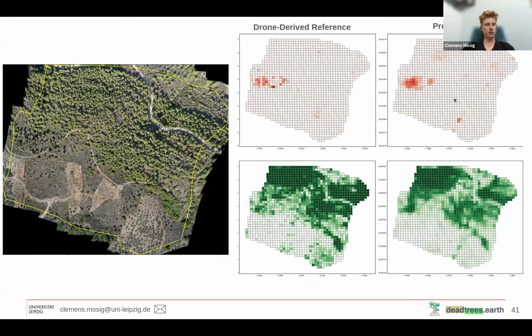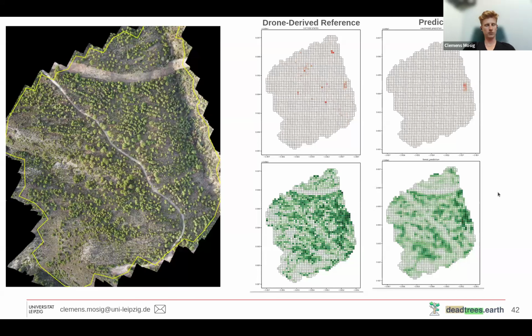Here's another example from southern Spain, where this gradient of open canopy forest is mapped really nicely. And also the forest road has been detected, and this open canopy forest here at the top. Yeah, more and more eye candy. Again, some mortality that has been missed up here.